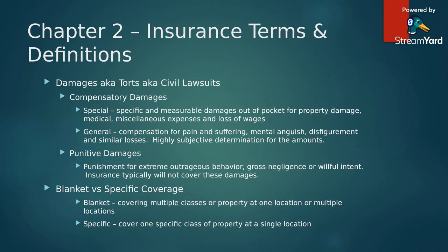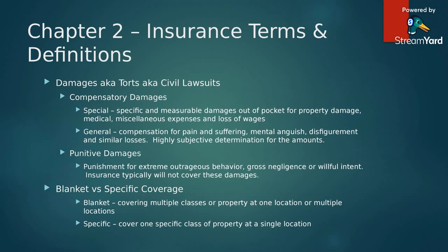And so, unfortunately, this is the area that is the most of a wild card whenever a lawsuit goes into place. And then the last type of damages are going to be what we call punitive damages. Now, insurance typically does not cover these because they're designed to be a punishment for extreme outrageous behavior, gross negligence, or willful intent.